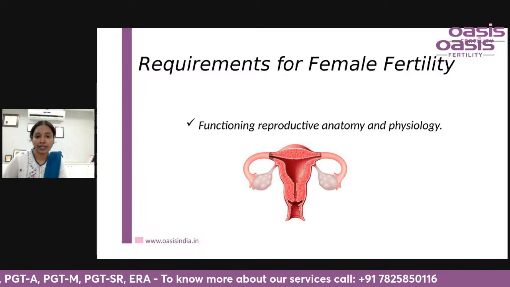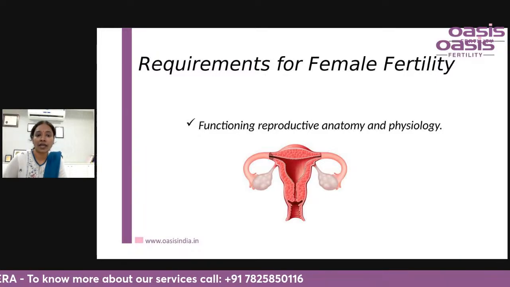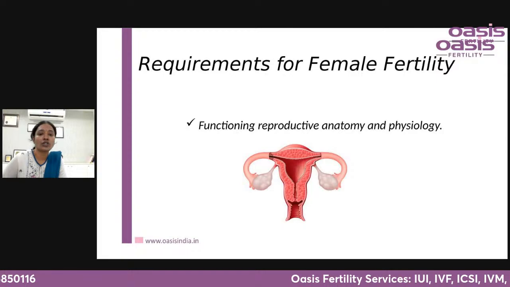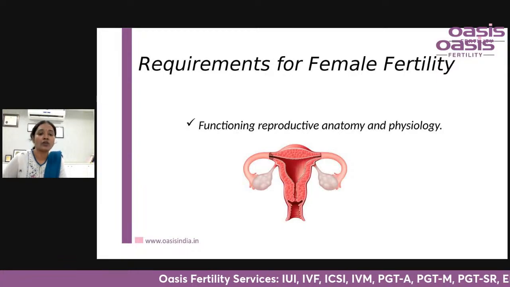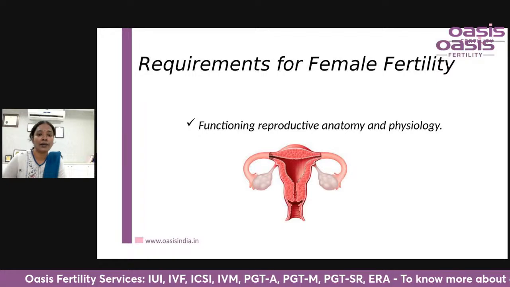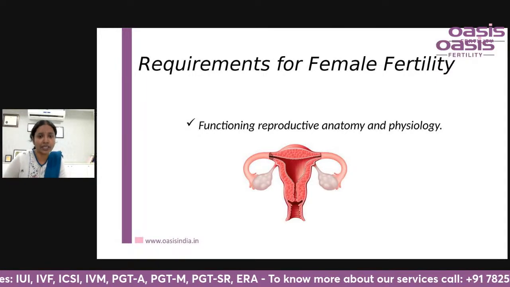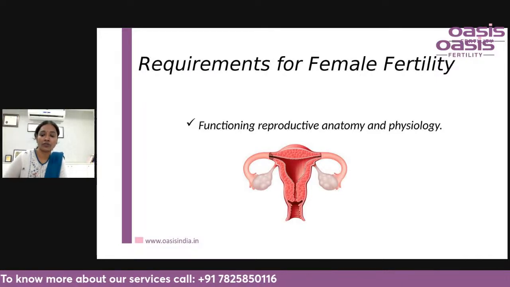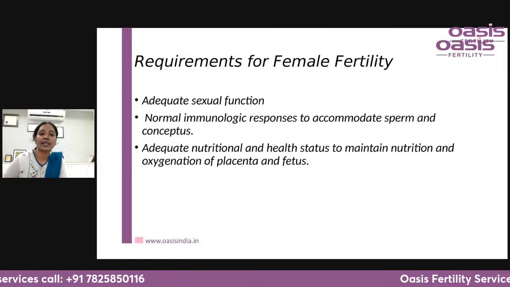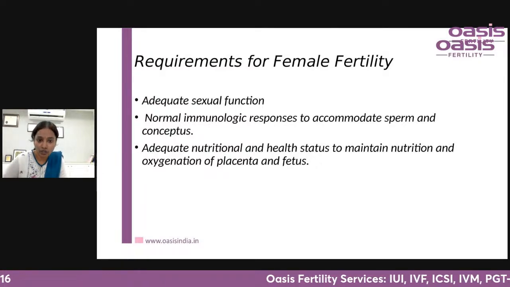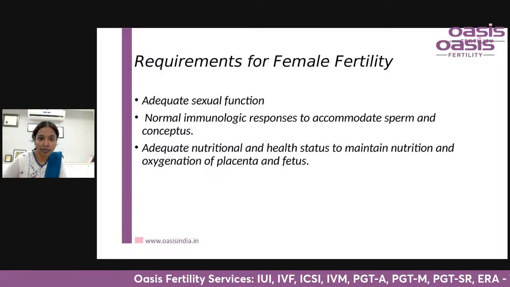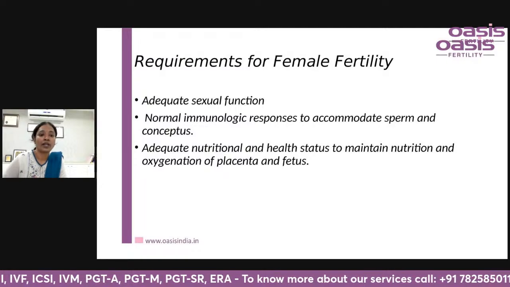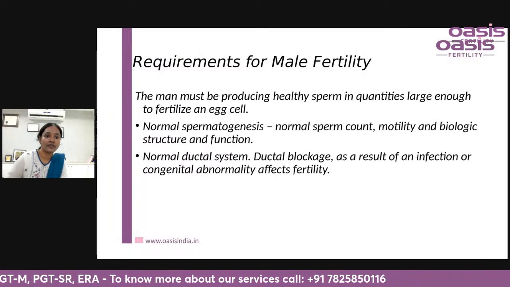The requirements of female fertility are that the normal reproductive anatomy has to be maintained and it has to be functioning, which is what is called physiology. The physical anatomy of the reproductive organs like the uterus, the fallopian tubes, and the ovary has to be normal in order for female fertility to be normal. There has to be adequate sexual function, and a normal immunological response to accommodate the sperm and the pregnancy. Also, women in general should have a normal nutritional and health status in order to adequately support a pregnancy and end up in a healthy live delivery.